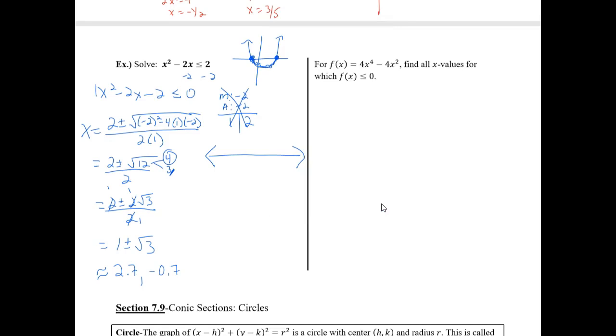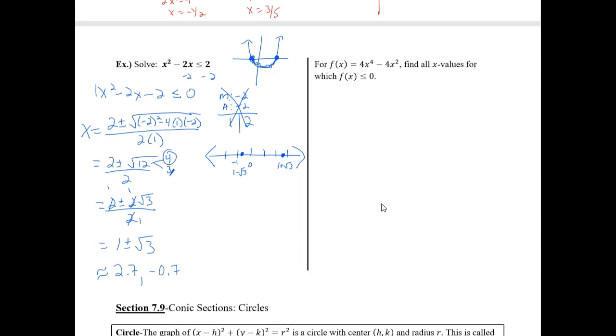Okay, so somewhere in the middle I'll put a 0. That's not a critical point. And then about 2.7 is the positive radical, so 1 plus the square root of 3. And then about negative 0.7 is the negative radical, so 1 minus the square root of 3. So those are our 2 critical points.